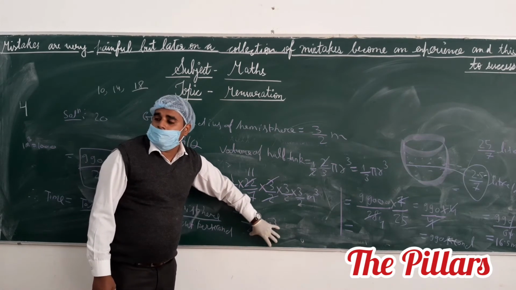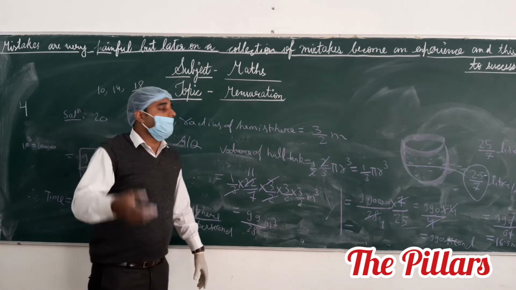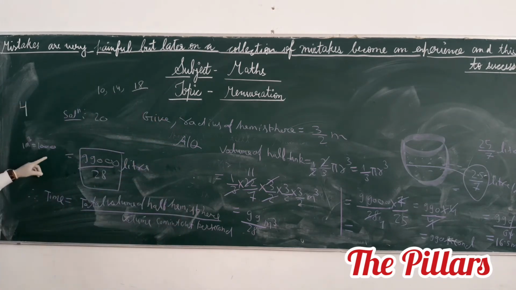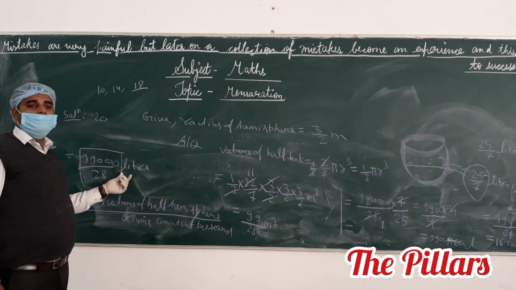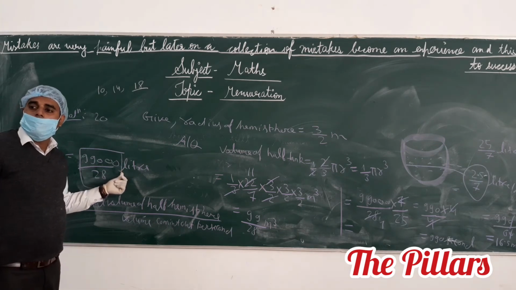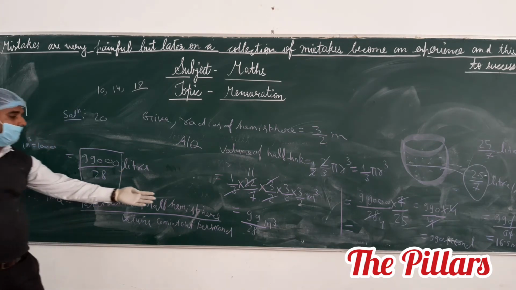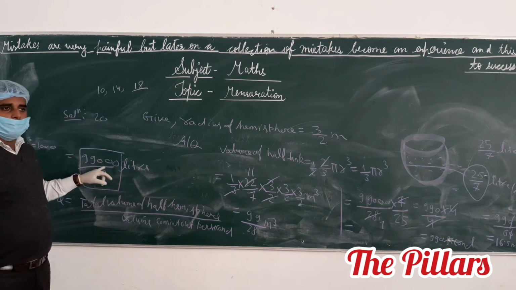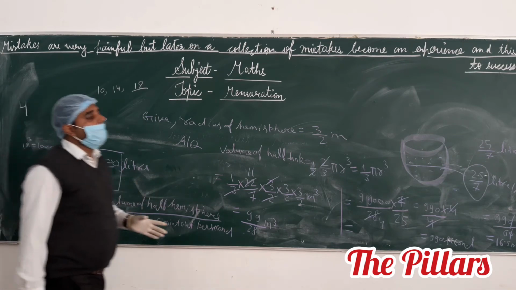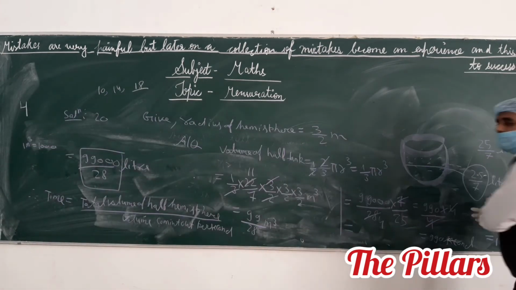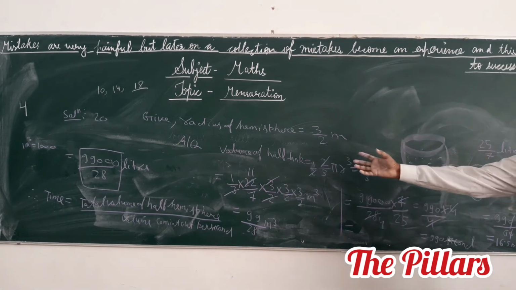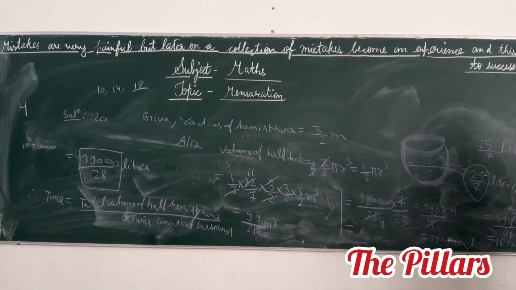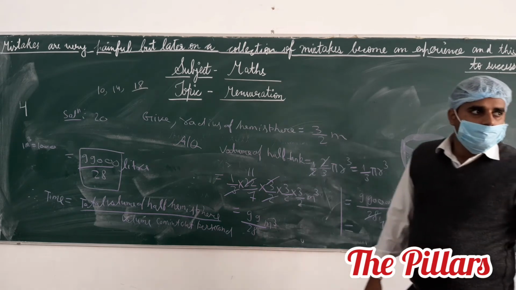This is the volume of the hemisphere, but we convert it into liters. You know that 1 meter cube equals 1000 liters. Then you have to multiply this volume by 1000. This will be equal to 99,000 upon 28 liters. Now, in 1 second, this much volume has to come out. We have to divide this total volume by this one. We have to find the time. Okay.